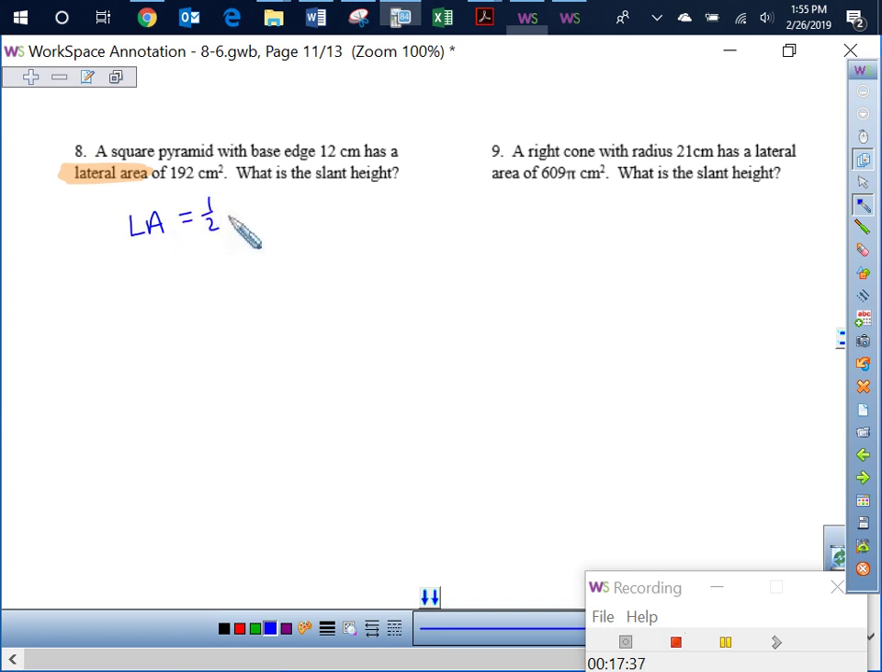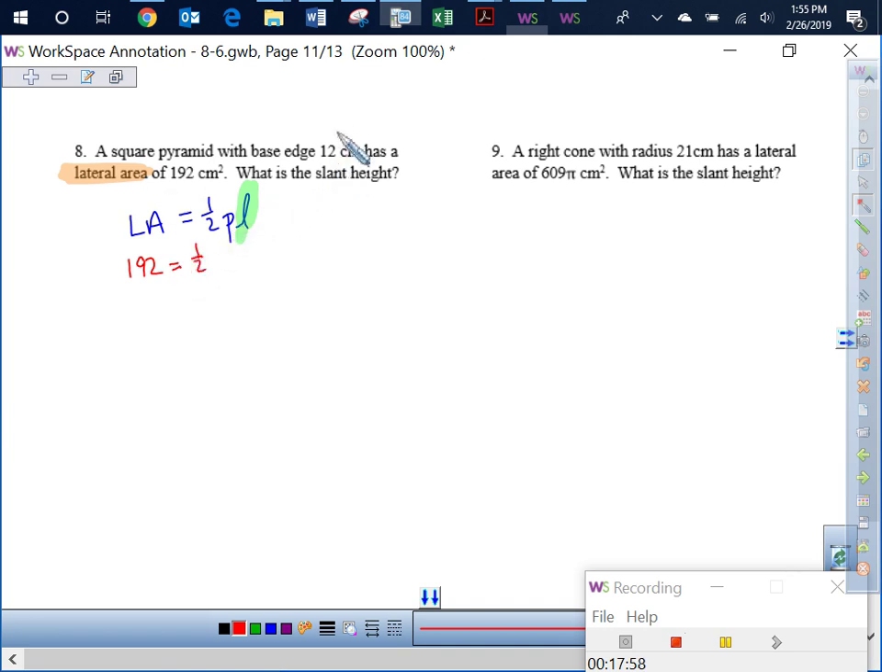So lateral area of a pyramid is 1/2 perimeter of the base times the slant height. Always check your formula sheet to make sure you got it right. They want to know what the slant height is, so that's this. Well, we won't know that. Let's see if they give us the other ingredients. So the lateral area, do we know it? Yeah, it's 192. The perimeter of the base, they don't tell it to us.